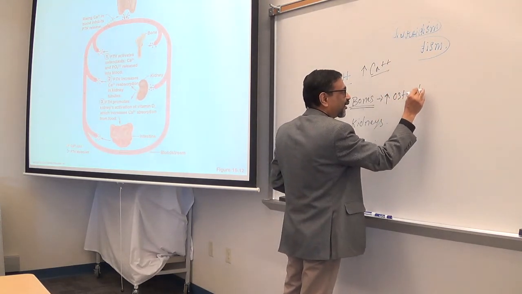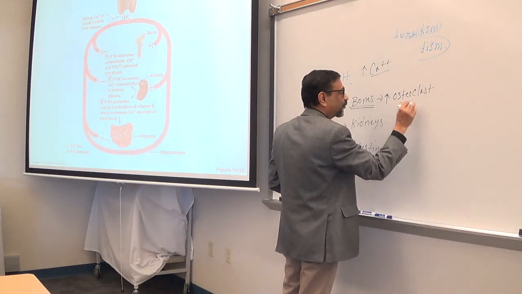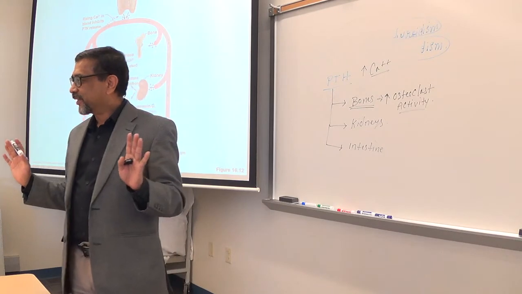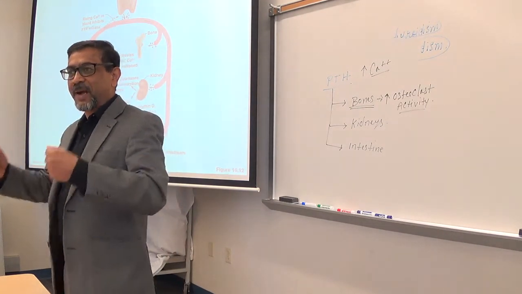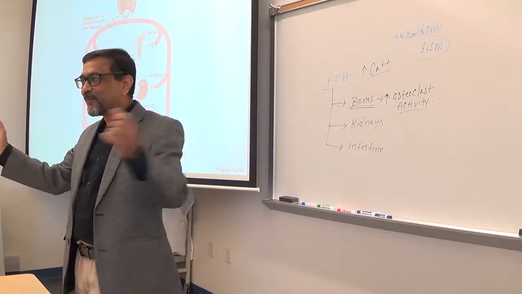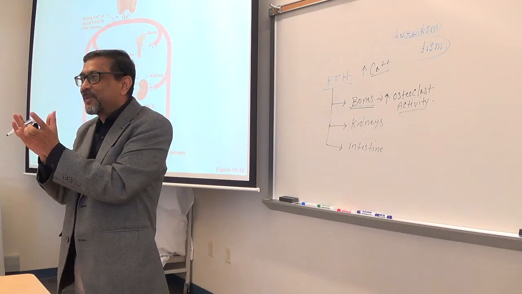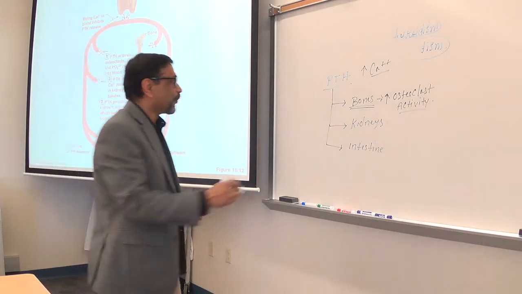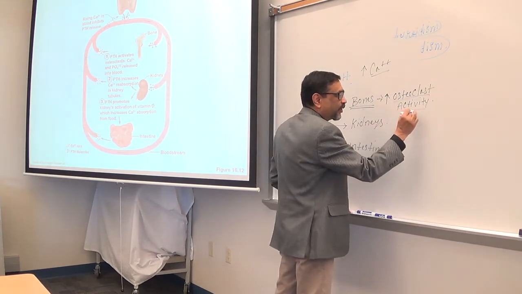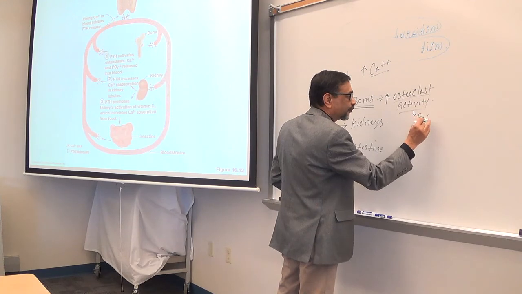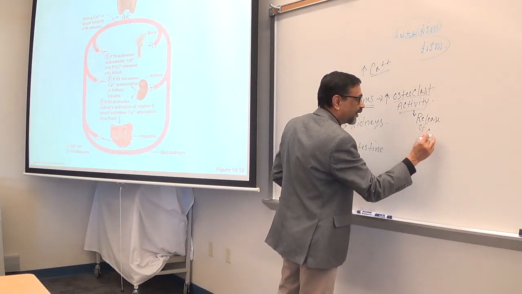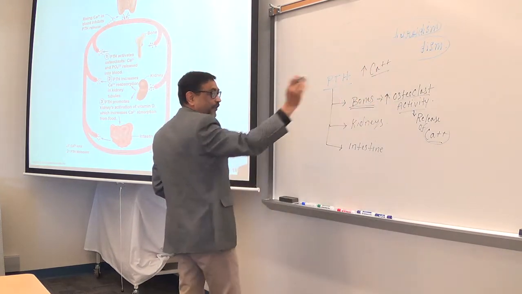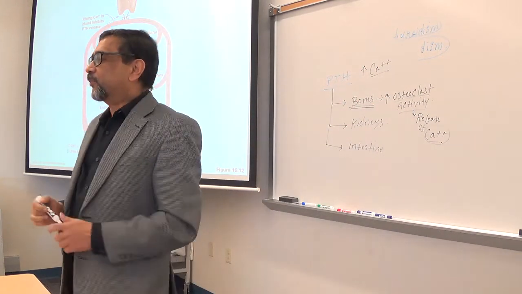osteoclast activity. It stimulates the osteoclasts, right? So when the osteoclasts get hyperactive, they will do what? Destroy the matrix of the bone, right? And matrix has a lot of calcium in the bone. So calcium will get out from the bone. Is it clear? So more osteoclastic activity means more release of calcium from the bone. And this calcium will enter into the blood. So blood calcium will go up. Is it clear? Okay.